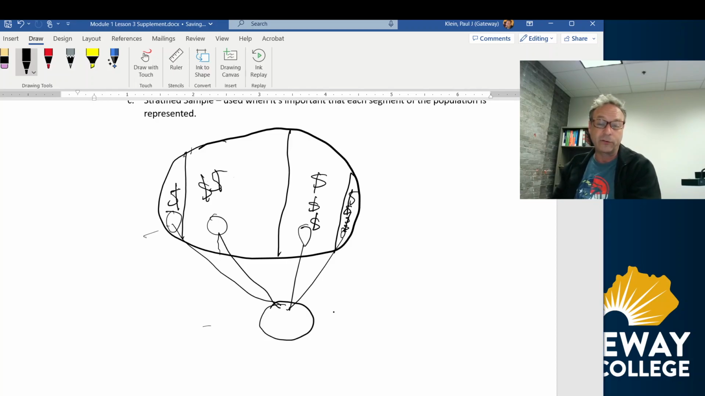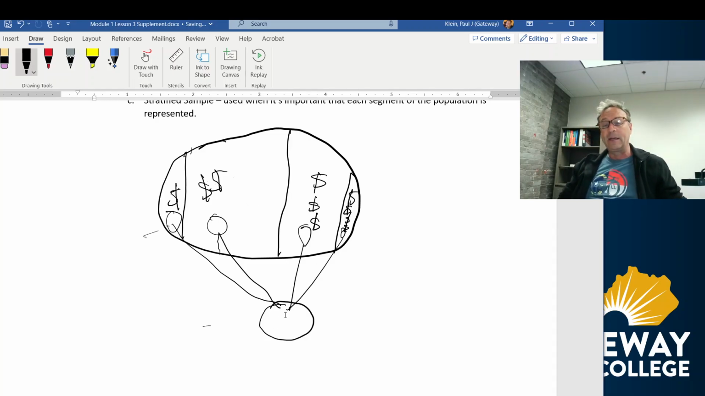And so this is called a stratified sample. You can think of it as each segment is represented, although not everyone in each segment is represented. You're just going to take a sample of each one of these segments, okay? Not the whole group of this group is going to be in here, just some of them. But every one of these segments is going to be represented.